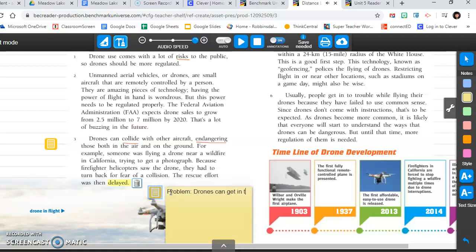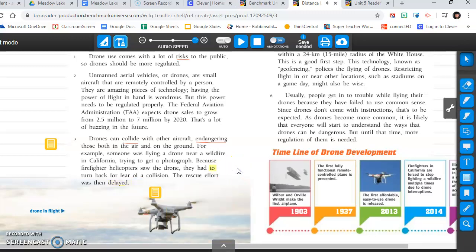Drones can get in the way of other aircrafts doing important things. Another note for myself to identify the problem. Now I'm going to continue reading and I'm going to look for a solution. An author will often list a solution after they introduce a problem. So I'm thinking the problem is that drones can be risky and dangerous to the public.